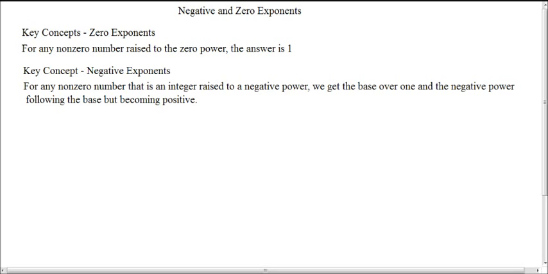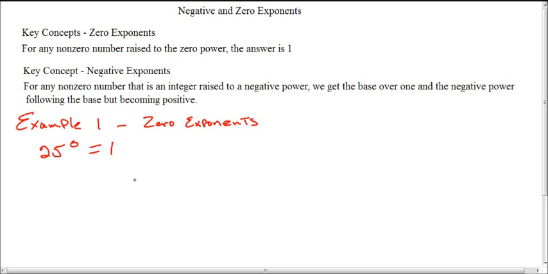So let's take a look at a couple and make sure that we understand what we're talking about. We'll start with the zero exponent. Say we have 25 raised to the 0 power. Then, according to our rule, any number raised to the 0 power equals 1. Let's try another one. Say we have 642 raised to the 0 power. Again, the rule says the answer is 1.